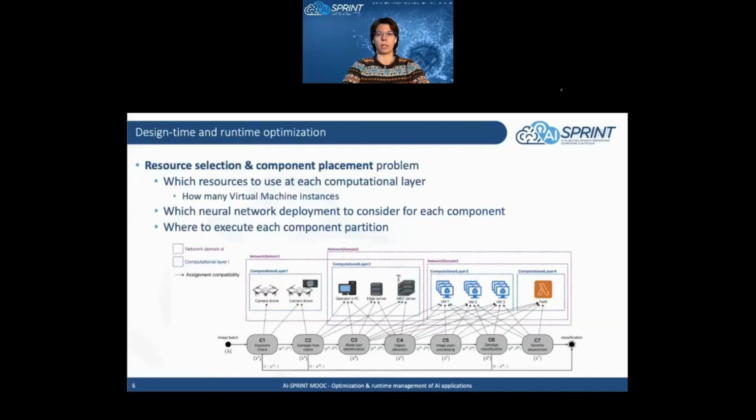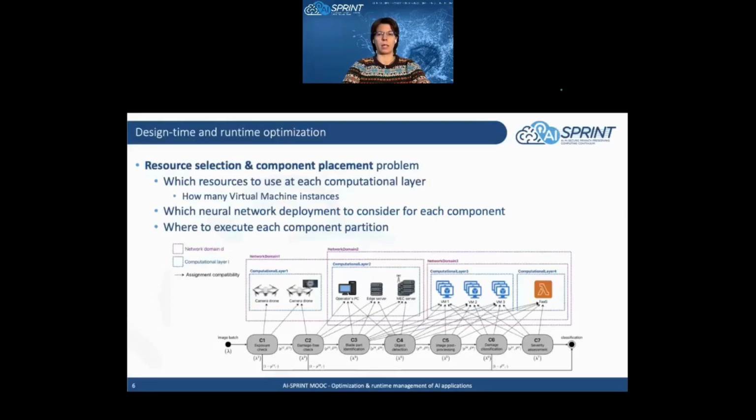What we need to effectively run our application is to solve what is called resource selection and component placement problem. This encompasses a set of subproblems. First of all, we have to determine which resources we want to use at each computational layer. For instance, if we want a drone with or without GPUs, or if our operator should bring its laptop on site or consider a local edge server, or determine the type of virtual machines and the number of instances we want to rent from the public cloud.